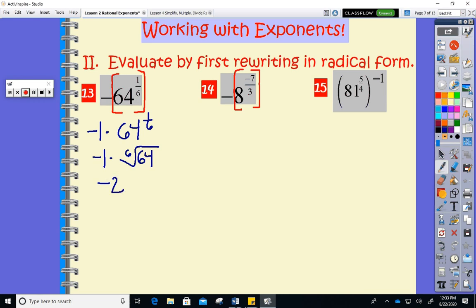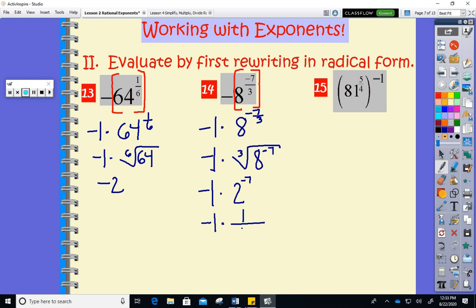So I'm going to imagine that this is -1 times 8 to the -7/3. So that's -1 times, I'm going to have to do the cube root of 8 to the -7th power, okay? Well, you can go ahead and do the cube root part if you want. What's the cube root of 8? 2. And then just do 2 to the -7th power. So that would be -1 times 1 over 2 to the 7th power. Okay, so the fraction's going to wind up negative, and 2 to the 7th.